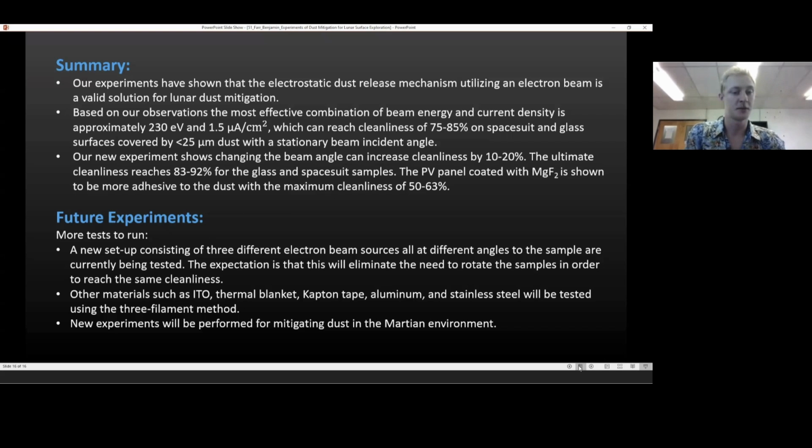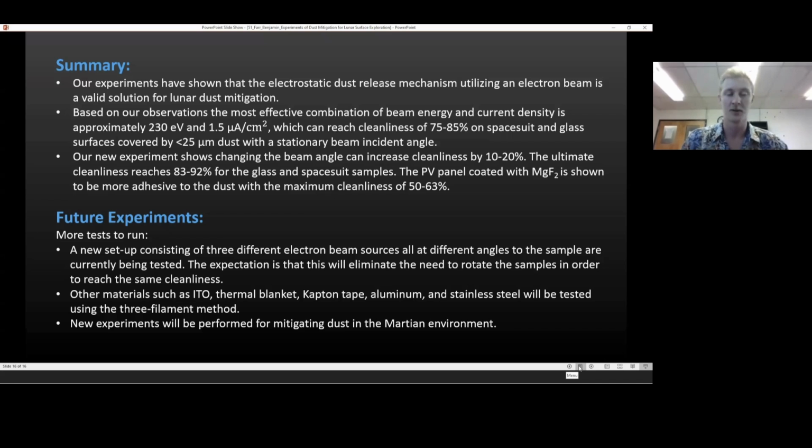So, in future experiments, we're going to test just using multiple electron beams rather than rotating the sample. This is just to make the process a little bit simpler. So we have 3 electron beams, each oriented differently, to try and imitate the rotating without actually rotating. And then we're also in the future going to test a bunch of different materials. We're going to test ITO-coated glass, thermal blanket, Kapton tape, aluminum, stainless steel, and whatever else we can think of.